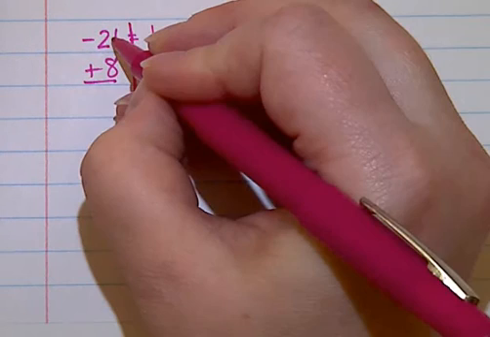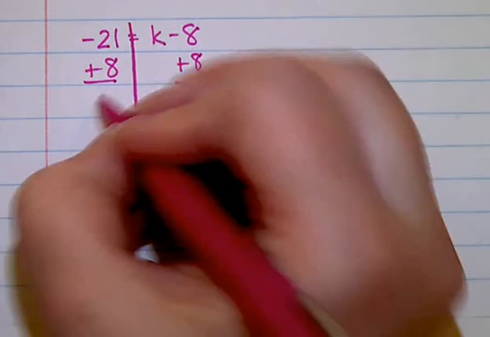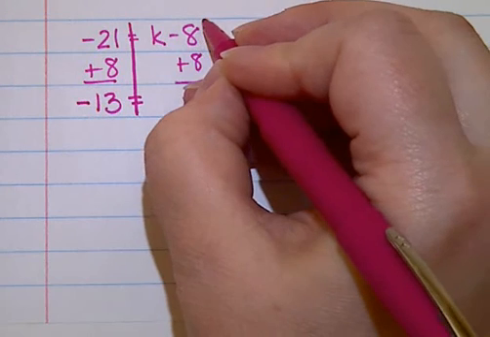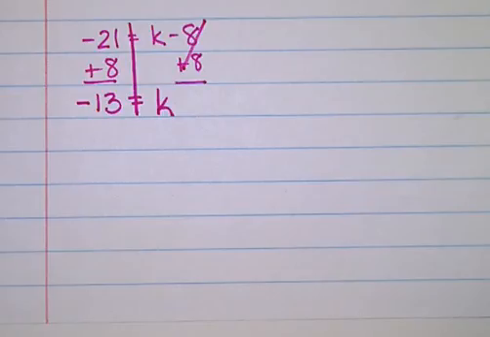Negative 21 plus 8 is equal to a negative 13. My negative 8 and my positive 8 become a 0 and cross out, leaving me with k equals negative 13.